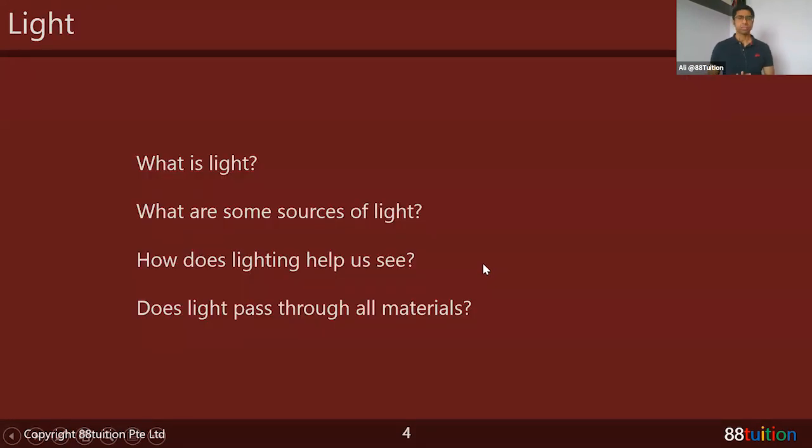Okay. So what is light? Today's lesson. Okay. The 4 points that we will cover are: what is light? What are some sources of light? What does light help us to see? And does light pass through all materials?